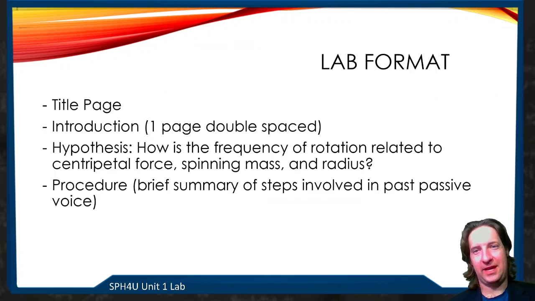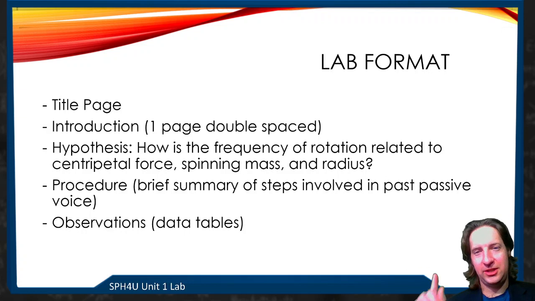Here we go. So again, lab format. So title page, introduction, hypothesis. What do you think is going to happen? How do you think the variables are related? Procedure: you can just use a paragraph, or if you want, you can use bullet points. I don't care, either one. But make sure it's in past passive voice. Observations are your data tables. You should have 3 in this case.